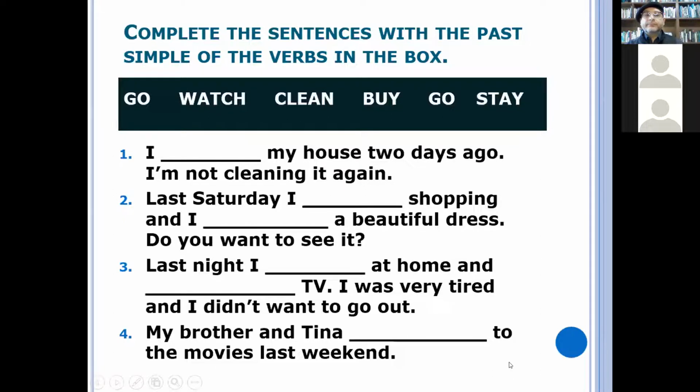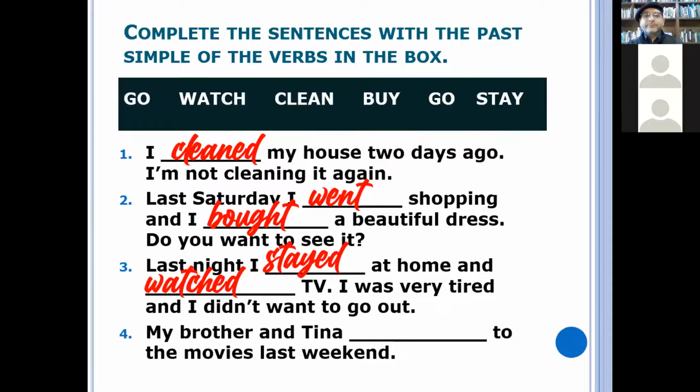Number 1, I cleaned my house 2 days ago. Cleaned. I'm not cleaning it again. Okay. Number 2, last Saturday I went shopping and I bought a beautiful dress. Yes, correct. Number 3, last night I stayed at home and watched TV. I was very tired and I didn't want to go out. Number 4, my brother and Tina went to the movies last weekend. Yeah, because we have go twice.